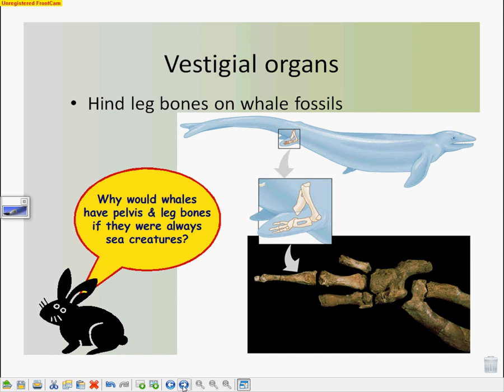If you look at the vestigial organs, here are the hind legs on the whale, and we even see these in fossilized whale structures also. They look a little different in the fossilized ones. It's so interesting to study all the vestigial organs that are out there, and if you have any questions about that, please ask me in class.